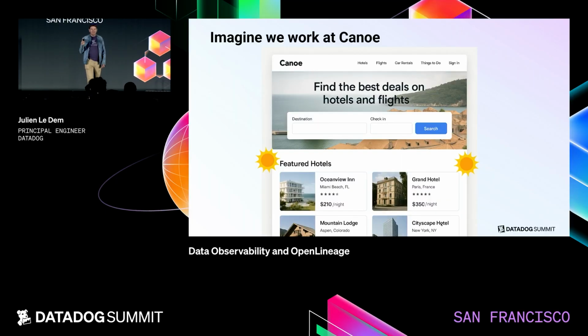So imagine we're working at Canoe. Any similarities with an existing company is purely a coincidence. The key feature of Canoe is recommendation. Not only can you search for a great vacation, it's going to recommend to you a great vacation somewhere sunny and nice. However, today, for some reason, the recommendations are wrong.